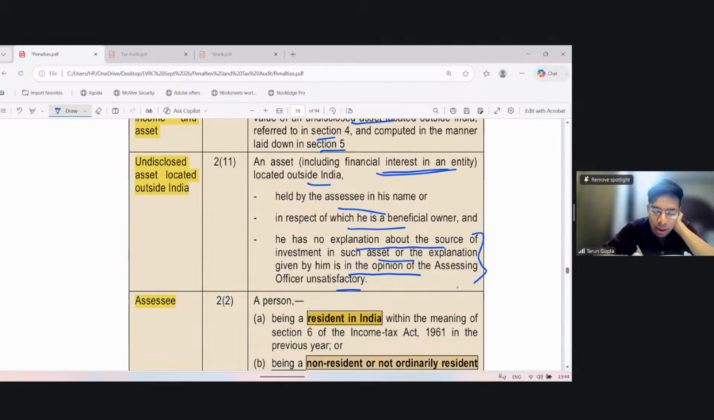So this provision makes the asset undisclosed. Okay. So if it is found that you are either the owner or the beneficial owner of any foreign asset, and you could not provide any satisfactory explanation about the nature and source of such asset, then such asset shall be deemed to be an undisclosed foreign asset and should be taxed in the year, not in the year in which you acquired it, but in the year in which it comes to the notice of the AO. Clear? Okay.